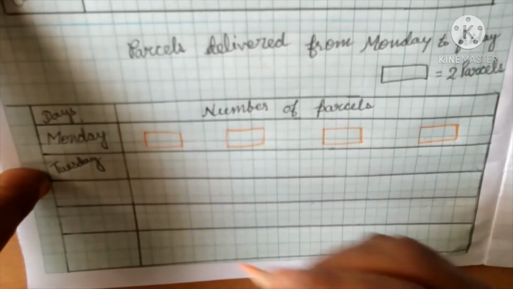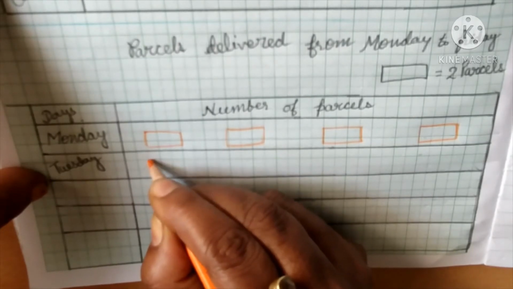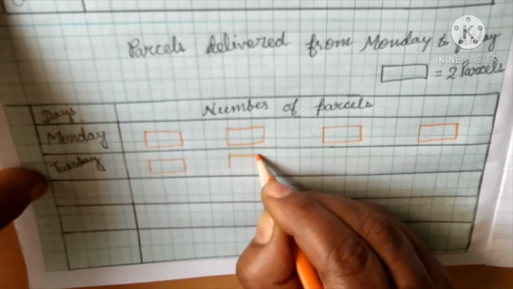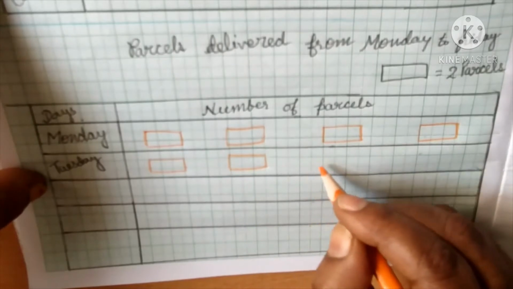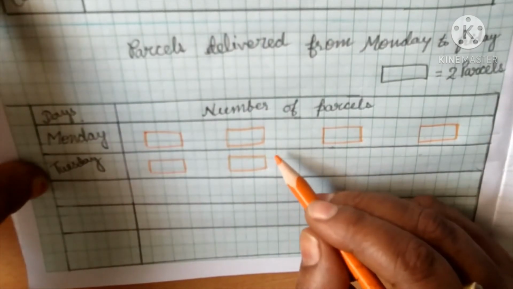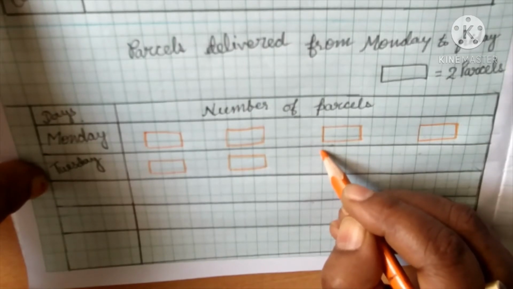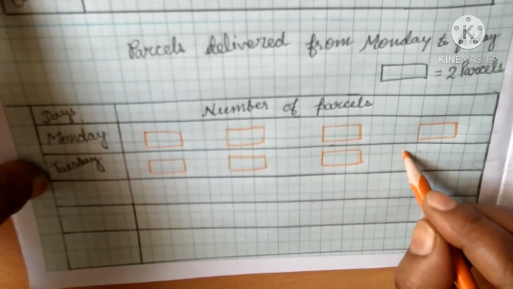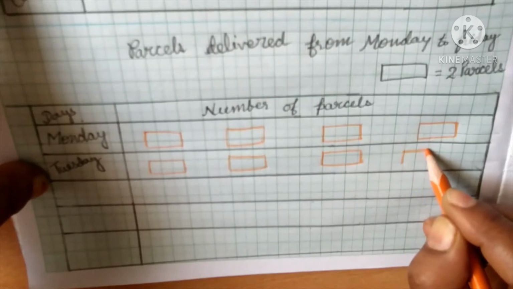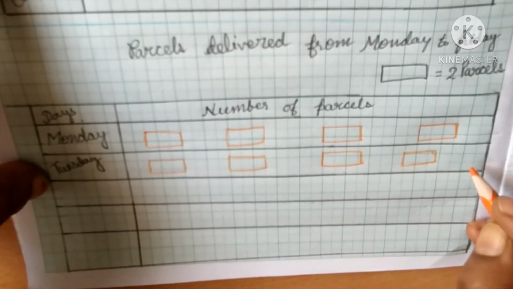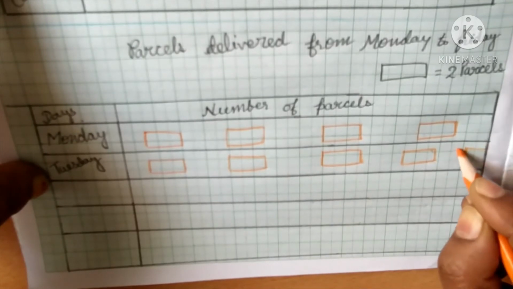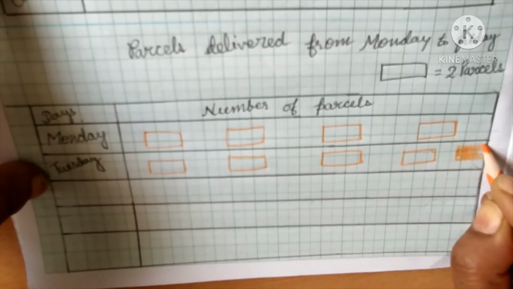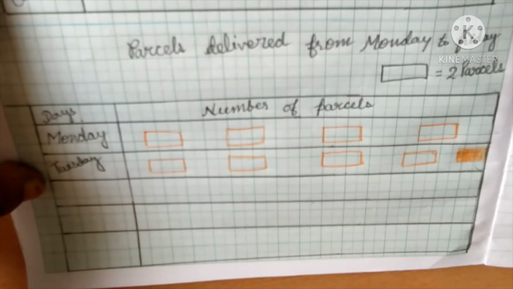Tuesday it is 1, 2, 3, 4, and the 5. Okay. Similarly, Wednesday.